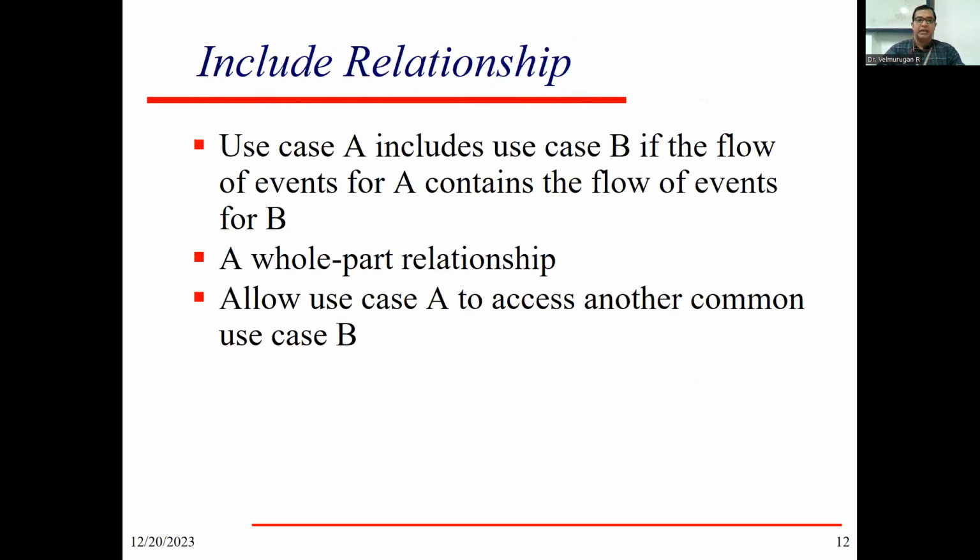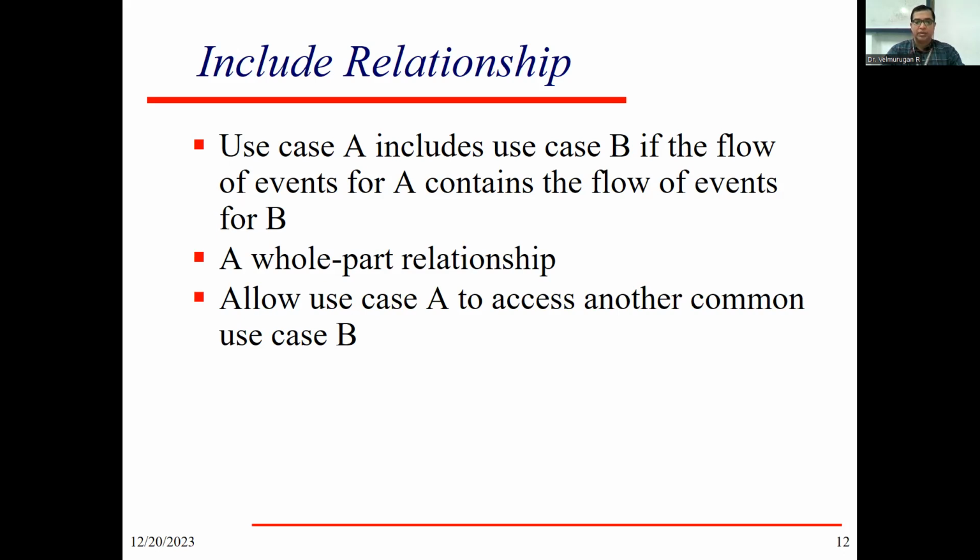Now for an include relationship: use case A includes use case B if the flow of events for A contains the flow of events for B. In simple terms, a particular function is identified to perform a task, and in order to perform this task, whatever work I am doing alone is not enough. I have to go one level further in terms of including another use case in the flow. In such cases I'll be using an include relationship.